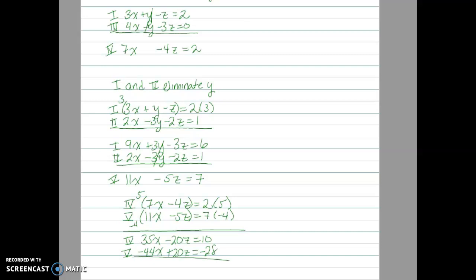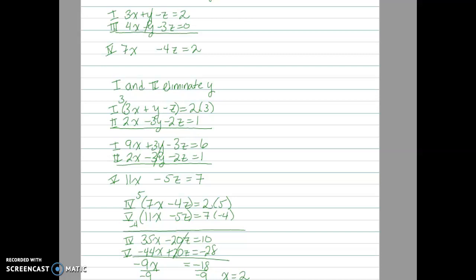Okay, so I'm going to add these two equations together. The z's will cancel out here. And I could go ahead and solve for x. I have negative 9x is equal to negative 18, dividing by negative 9 on both sides. And that gives me x is equal to 2.